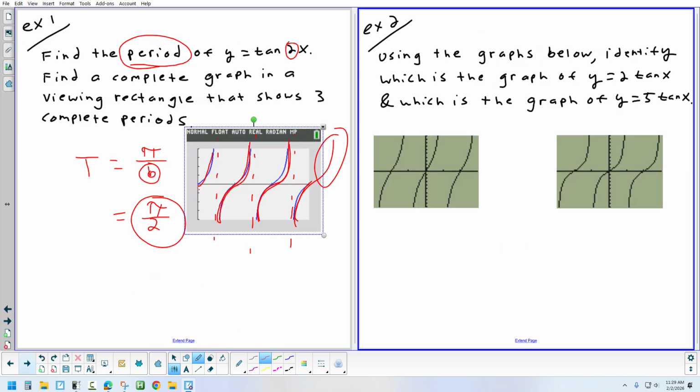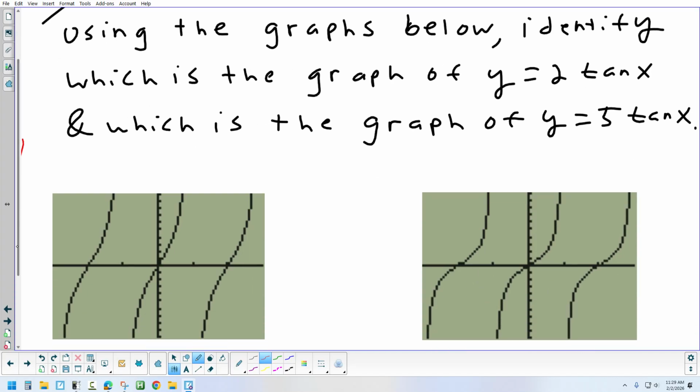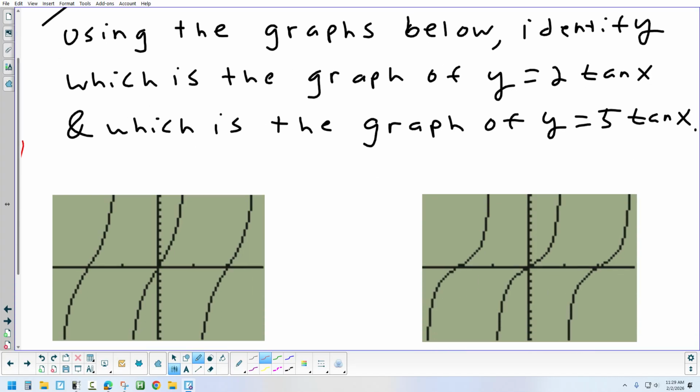All right. Next one is just identifying which graph is which. One of these is 2 tangent x, one of them is 5 tangent x. So if you know what the 2 and the 5 are doing, then you would know which one is which. Anyone think they could tell me which one the one on the left is? Well, Boris, what do you think? I think the one on the left is 5, the one on the right is 2.